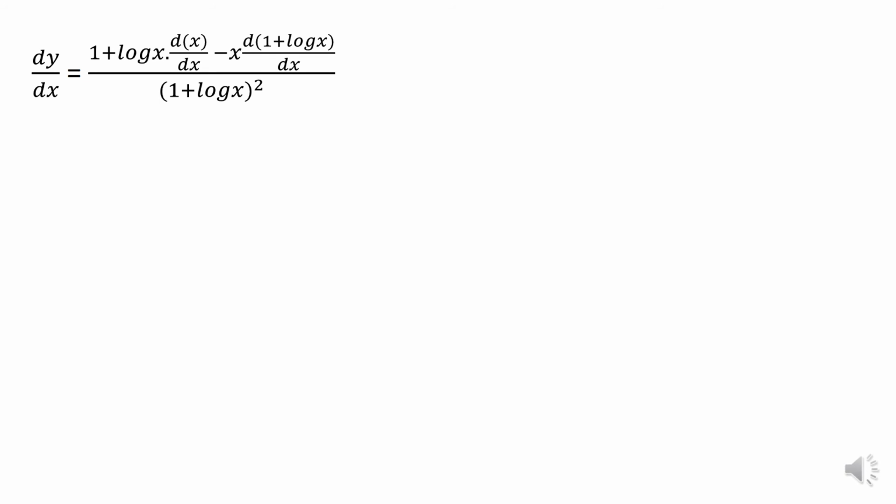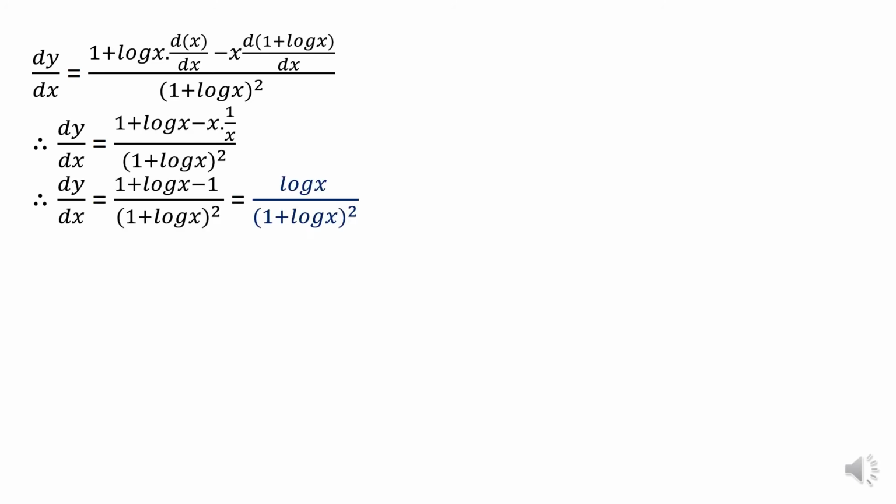So the next step, as you can see from here, the differentiation of x becomes 1. So we get 1 plus log x minus x into the differentiation of 1 plus log x. Well, the differentiation of 1 is 0 and log x becomes 1 upon x. Now x and x get cancelled. So in the next step, we get 1 plus log x minus 1 upon the denominator, which remains the same. 1 and minus 1 go off and we get our final answer for this.